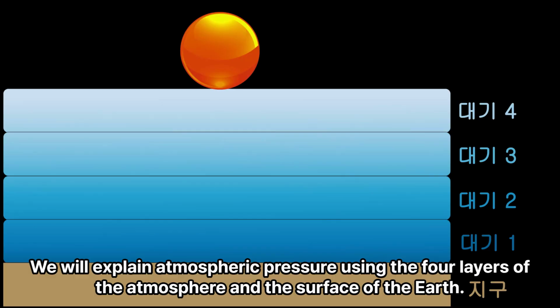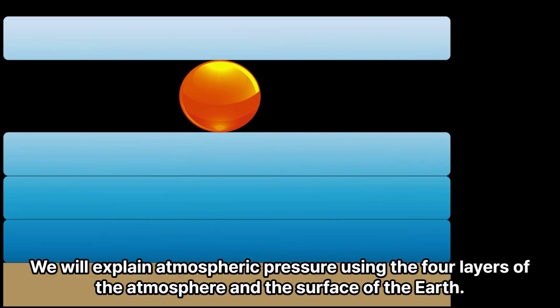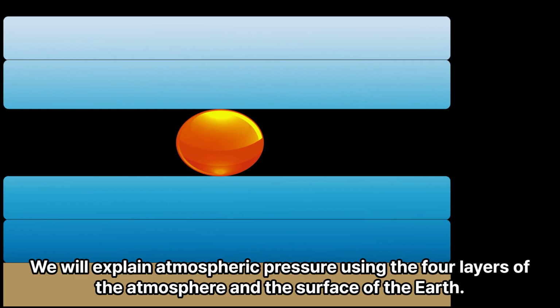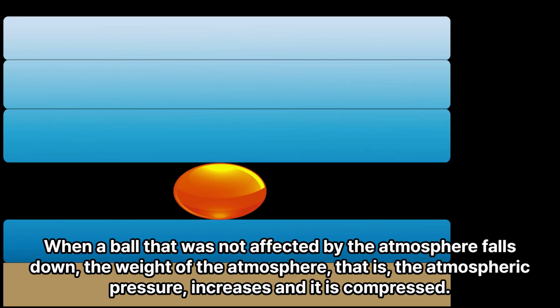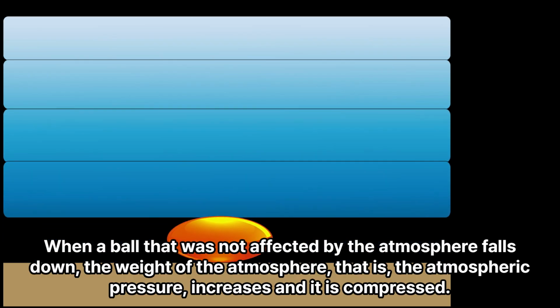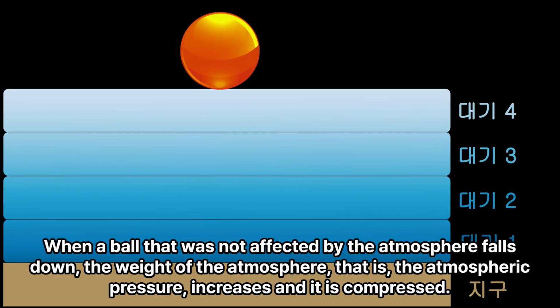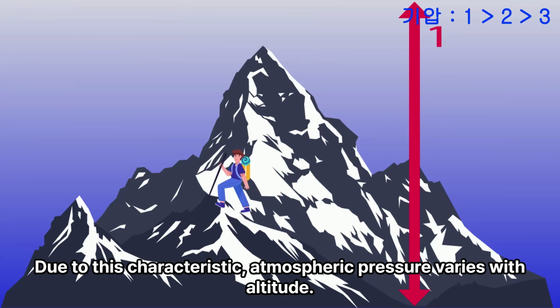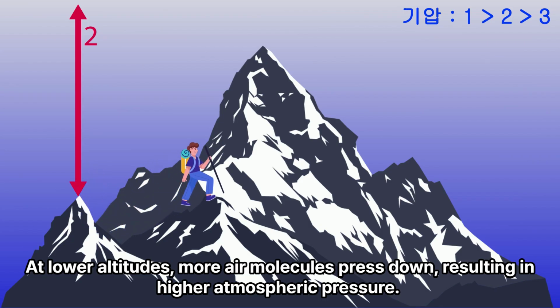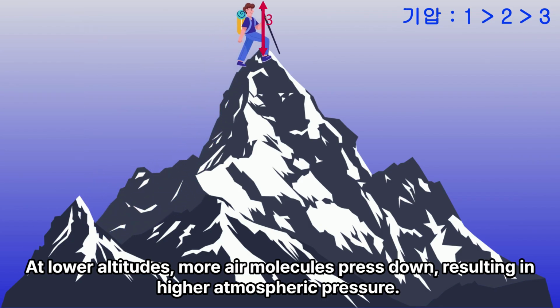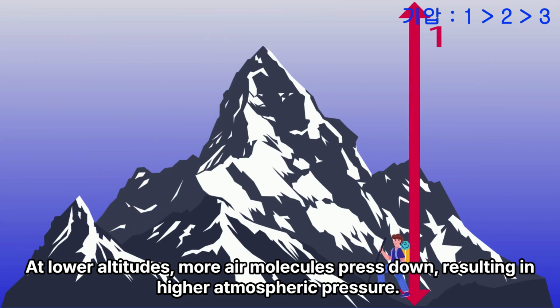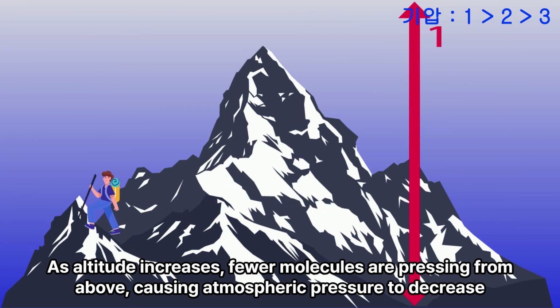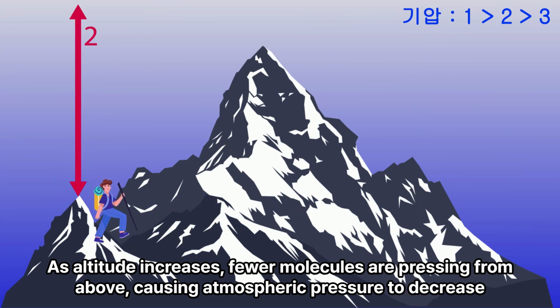We will explain atmospheric pressure using the 4 layers of the atmosphere and the surface of the Earth. When a ball that was not affected by the atmosphere falls down, the weight of the atmosphere, that is, the atmospheric pressure, increases and it is compressed. Due to this characteristic, atmospheric pressure varies with altitude. At lower altitudes, more air molecules press down, resulting in higher atmospheric pressure. As altitude increases, fewer molecules are pressing from above, causing atmospheric pressure to decrease.